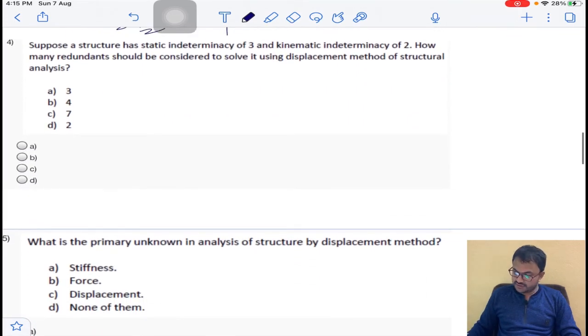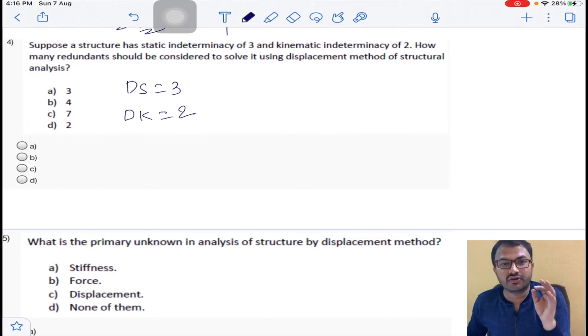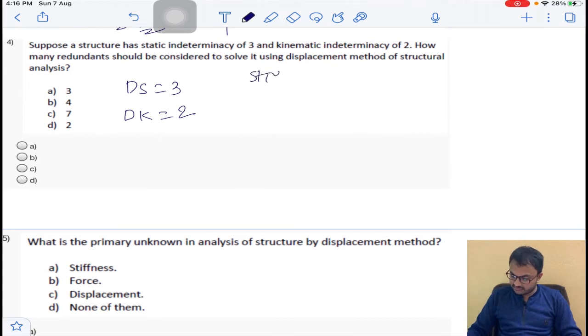Coming to the next question: suppose a structure has a degree of static indeterminacy of 3 and a degree of kinematic indeterminacy of 2. How many redundants should be considered to solve using the displacement method of structural analysis? The main thing in structural analysis is that there are only two matrix methods. The first one is the stiffness method, and the second one is the flexibility method. Very important, listen carefully.